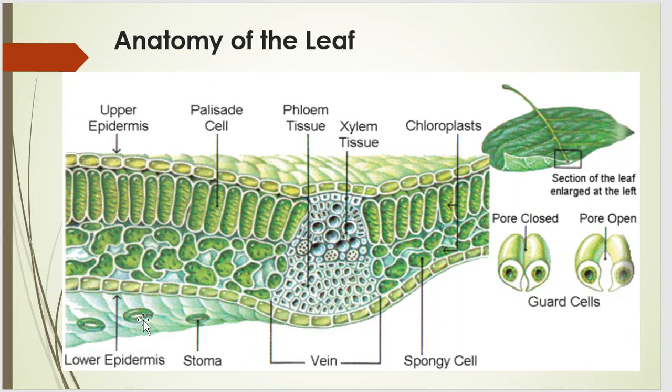Right on the lower side, you can see some holes. This is called the stoma. Stoma is guarded by the guard cells. You can see that the pore is closed when the guard cells are together. When the guard cells are detached, the pore is open.